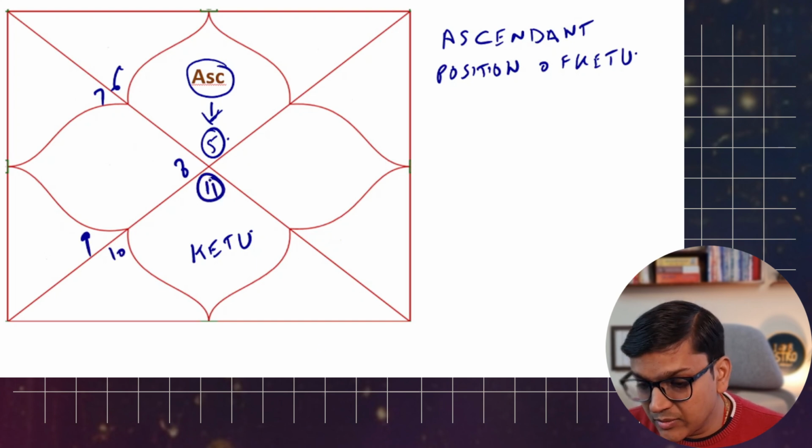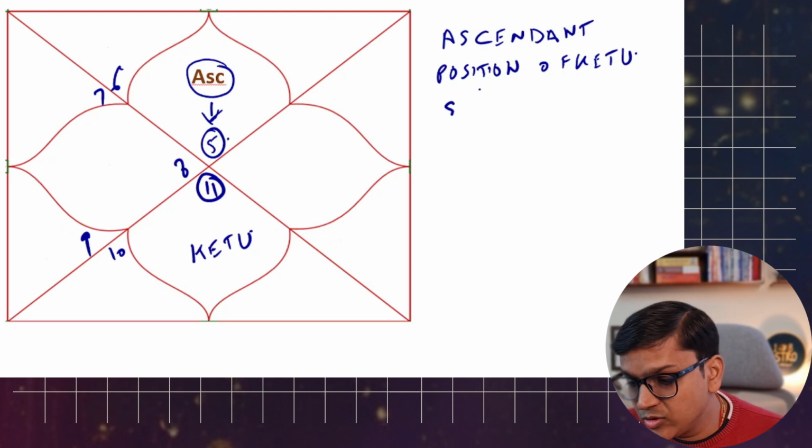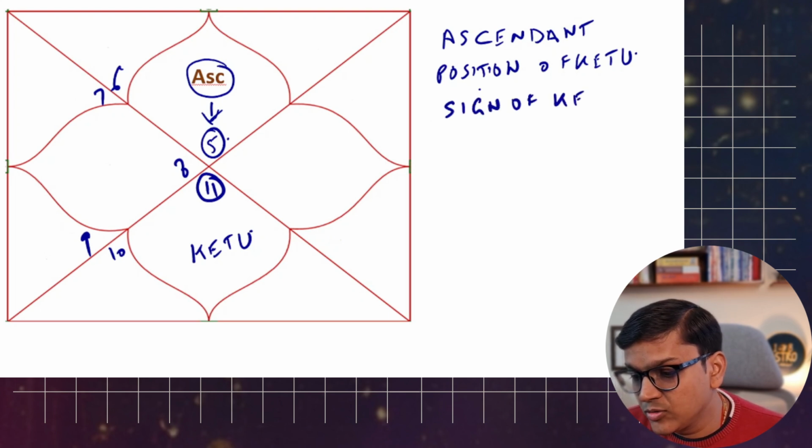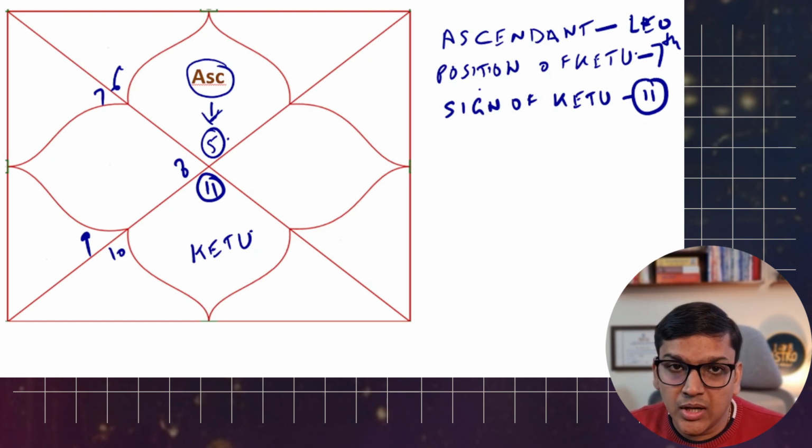So here, if the number is 11, then you need to note down the zodiac sign of that particular planet, that is the Rashi of that particular planet. I'll just write down the sign of Ketu. Which sign is Ketu in? Here it is sign 11. The position of Ketu is the 7th house, and the ascendant here is Leo. So these things we need to know for evaluating whether your Ketu is forming a Rajyoga or not.